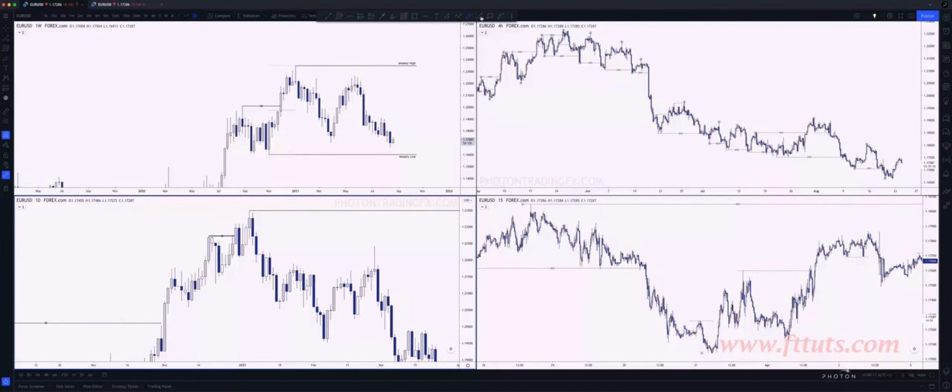So for me, the daily chart is not confirmed bearish until we get a break of that low, which we don't get until the, what was that, the 15th of January, yeah. So then the daily switches bearish.